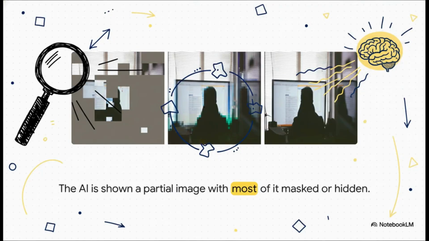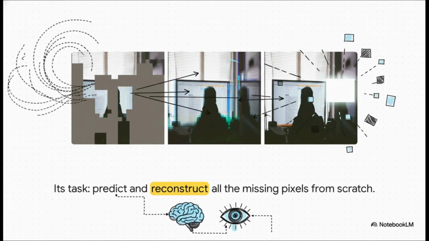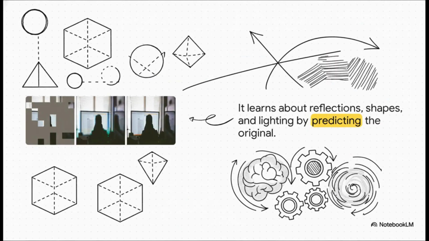Okay, so here's how it works. First, we take an image, and we just hide a huge chunk of it, sometimes as much as 75%. All the AI gets to see are these little scattered, visible patches. And its only job is to predict everything that's missing. And I don't mean just guessing a color. It has to reconstruct the entire missing structure from scratch. To fill in the person's silhouette here, it has to understand how light from that monitor is going to create reflections and cast shadows. And by comparing its prediction to the real, original image, it learns.